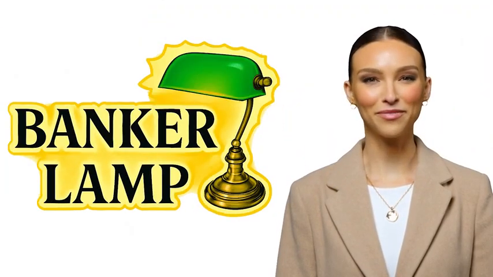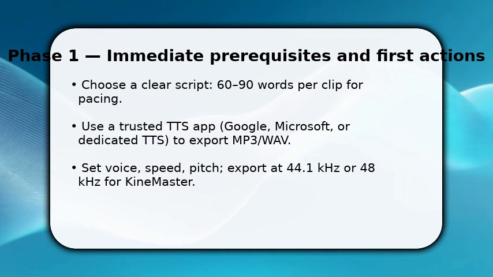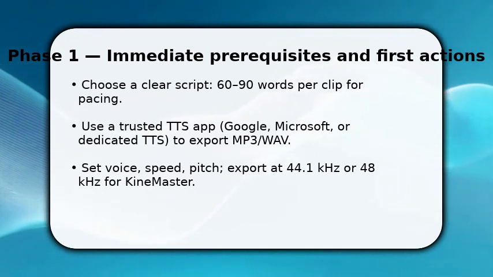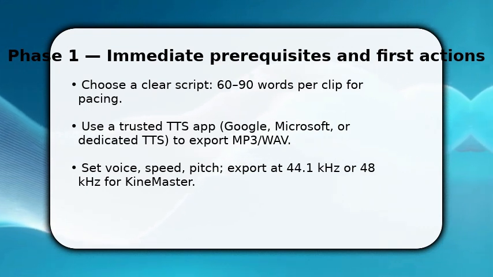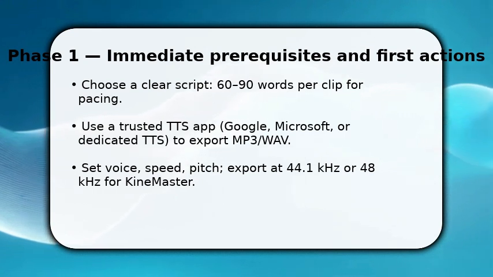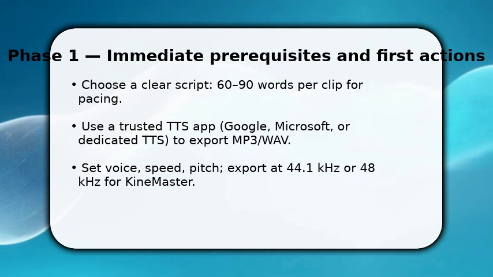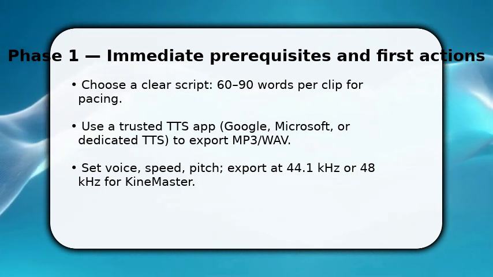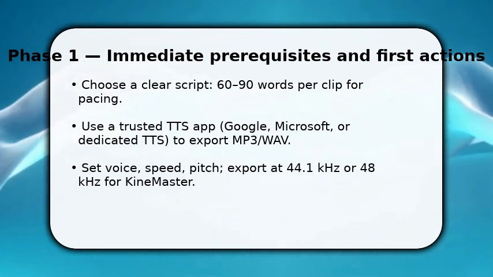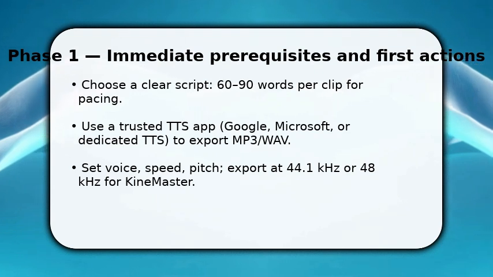Please enjoy the video. You start by preparing the spoken text and producing a clean audio file. That's the only reliable route. Open your chosen TTS app, paste the exact script you'll use, then pick a natural voice and set speed to match your visuals. Export as MP3 or WAV at 44.1 kHz or 48 kHz so Kinemaster accepts it without resampling. Once done, save the file to your phone's storage, where you can easily locate it from Kinemaster's media browser.